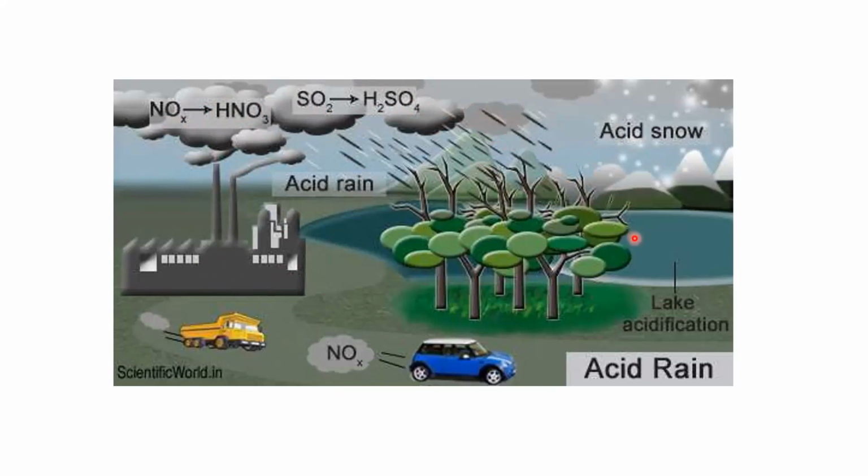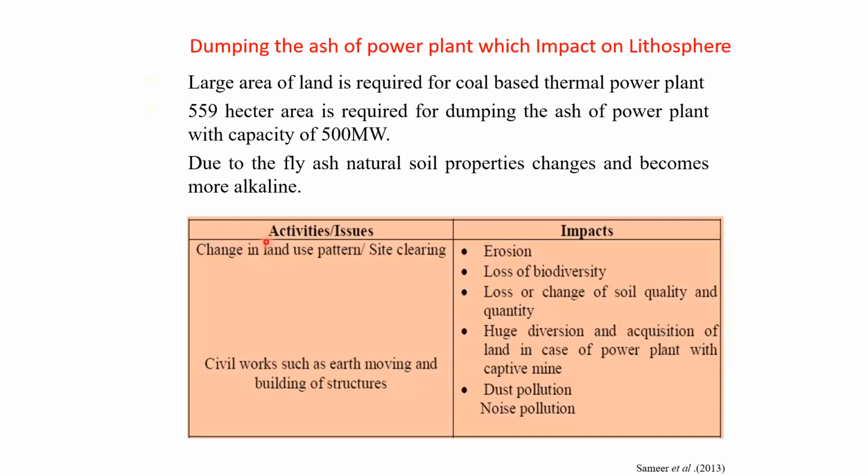Due to acid rain, lake acidification takes place and water quality gets disturbed. The vegetation also gets interrupted, a serious impact. Then we are seeing one by one: atmosphere, biosphere, and now the lithosphere, which is under the earth surface, beneath the surface. How does the thermal power plant impact it?